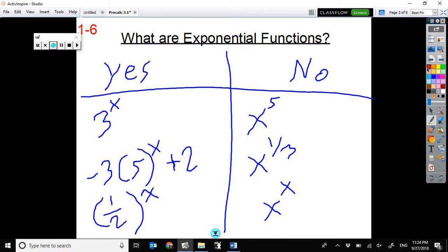So for all 3 of these, this one, and this one, the reason why they were not is because the base was not a constant, and then for this one and this one, the exponent was not a variable. So there's my reason for those 3.